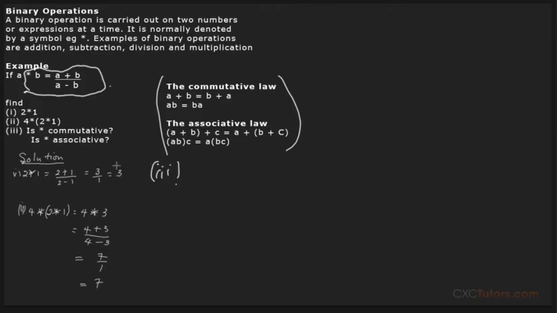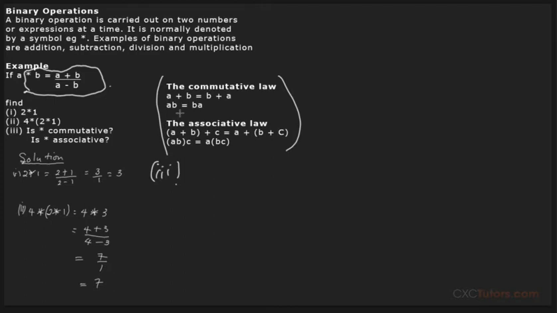We'll now look at part 3 of the question. It asks, is star commutative? Is star associative? In order for us to answer this part of the question fully or well, one needs to know the commutative law and the associative law.